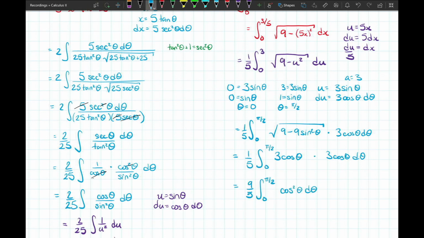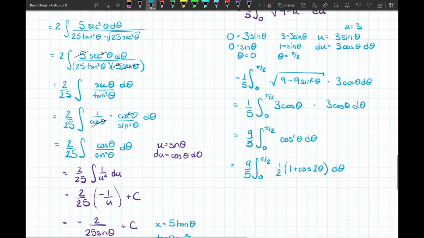Now let's not forget that when we have an even power of cosine like this, we have to use our half angle identity. Cosine squared theta is equal to 1/2 times 1 plus cosine 2 theta. Okay, well that 1/2 is going to join everything else on the outside to become 9 over 10 times the definite integral of 1 plus cosine 2 theta from 0 to pi over 2.